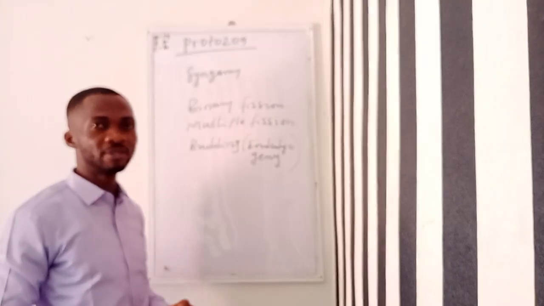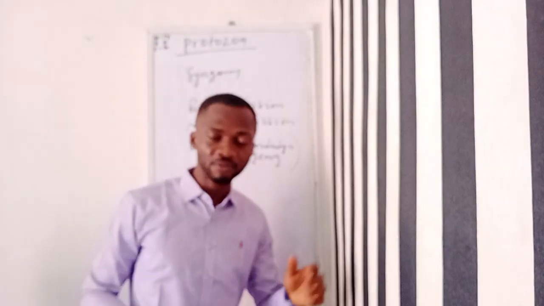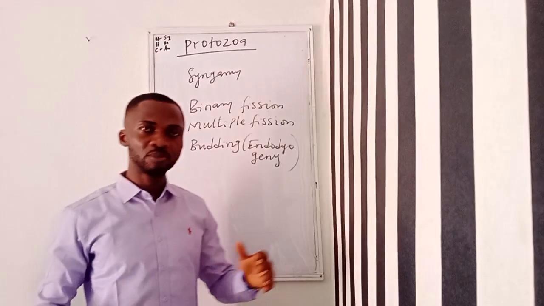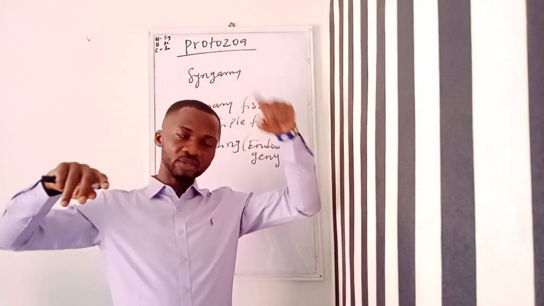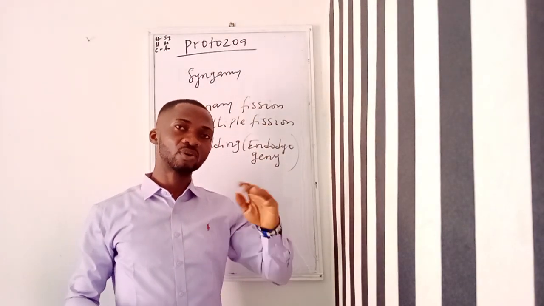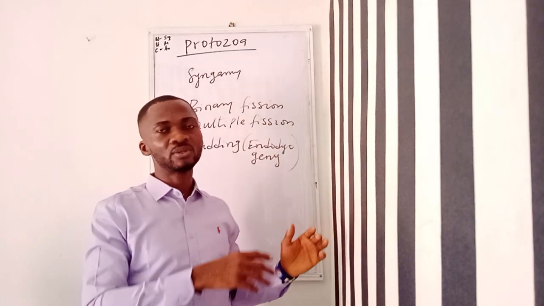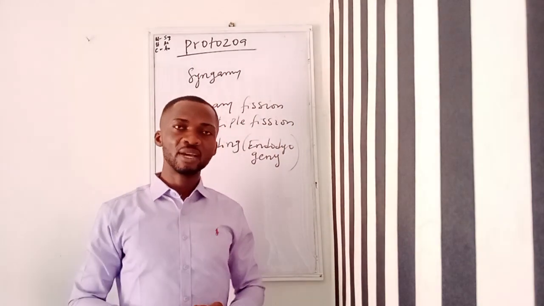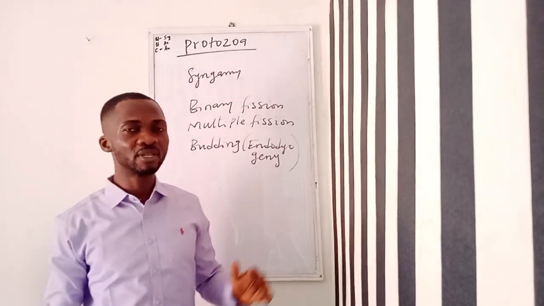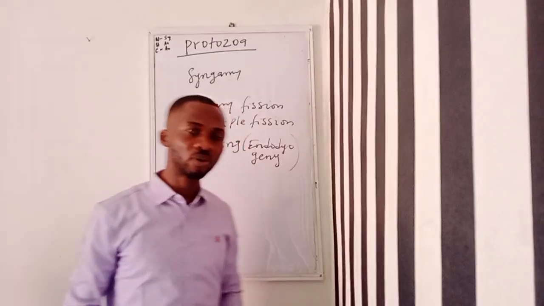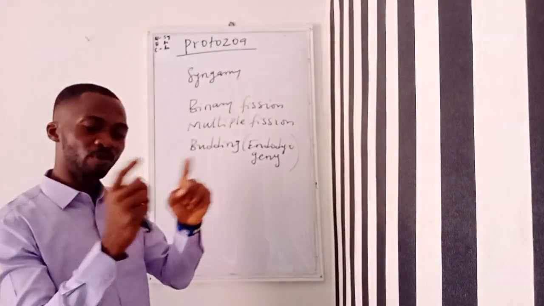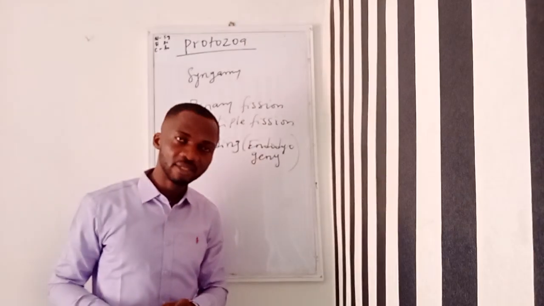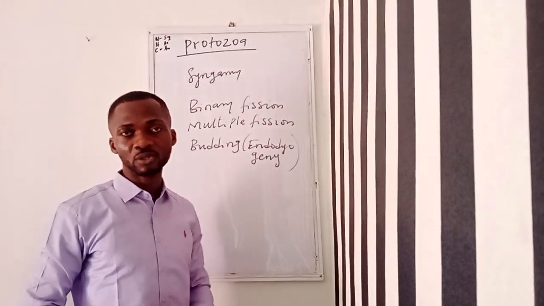When it comes to syngamy, that's the fusion of two gametes. You can see this in the case of Plasmodium. The life cycle of Plasmodium has several different stages. You have the pre-erythrocytic schizogony, the one that occurs outside the red blood cell, then erythrocytic schizogony. Then we have syngamy, the sexual phase, then the sporogony. So you can see syngamy there: a union or fusion of the two gametes. That is a form of sexual reproduction that occurs in protozoa.